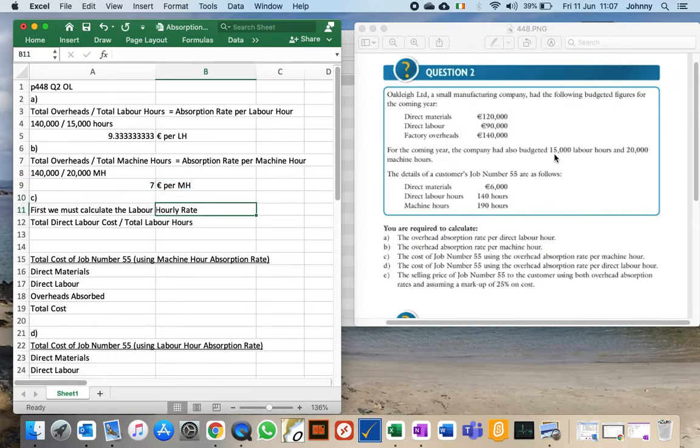Before we can calculate the cost of any job, we need to work out the cost of labor here, because I'm told that we're going to spend 90,000 on labor and there's 15,000 labor hours. So we need to work out how much is the cost per hour for labor. How much is my labor rate costing me? So the total labor cost in this case is 90,000. We divide that by the 15,000 labor hours. I'm just going to put a labor in front of that.